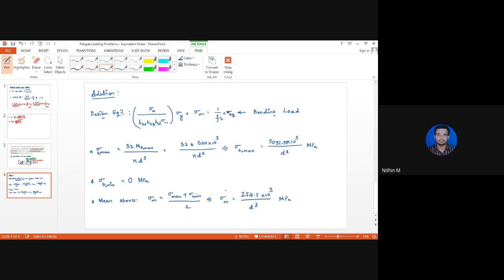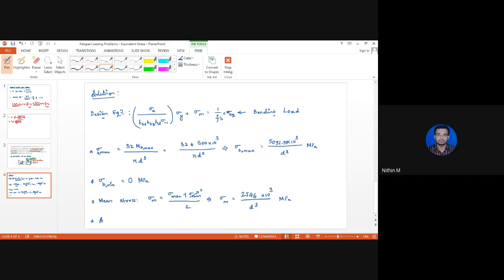0.95 comes. So then what mean stress do you get? 2546 roughly. Okay, this is the mean stress. Since the load is repeated in nature, since sigma minimum is 0, sigma a and sigma m both will have the same value.